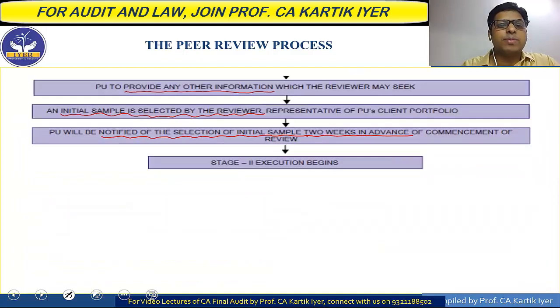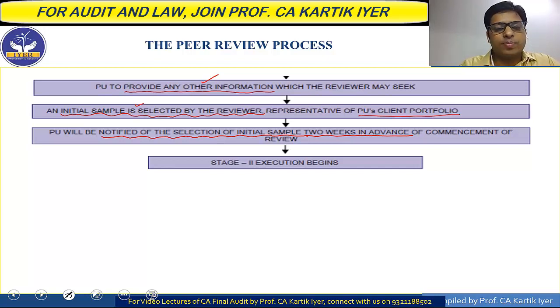Okay. Next, the practice unit is to provide any other information which the reviewer may seek after the reviewer goes through the questionnaire that is filled, goes through the client list that is filled. Now, after that, the reviewer may ask certain questions for which the practice unit has to provide any other information. An initial sample is selected by the reviewer, representative of the practice unit's client portfolio. So an initial sample can be requested, okay, regarding the data.